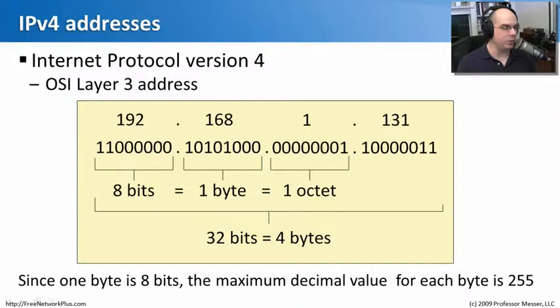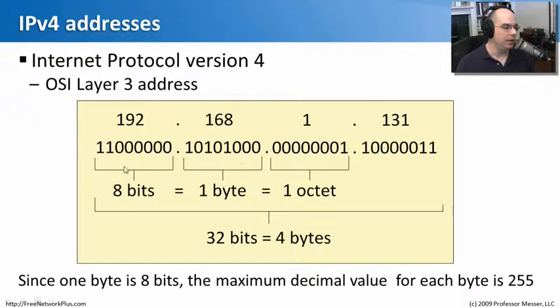Let's move up the stack one layer to the internet layer where we have IP addresses. More specifically on this slide, the IP version 4 addresses. That's our Internet Protocol version 4. It's an OSI layer 3 address. And we usually see it abbreviated in this dotted decimal notation, 192.168.1.131. When we see it written that way, that's something us human beings can understand because it's decimal, there are periods, it's very well laid out.